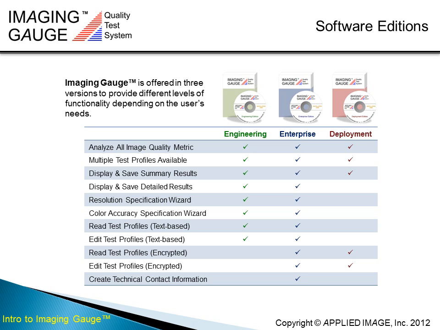They also include the resolution specification wizard and the color accuracy specification wizard. Both Engineering and Enterprise can also read and edit text profiles, but only the Enterprise version can read encrypted and edit encrypted profiles. The Deployment version reads encrypted test profiles, and the Enterprise version creates technical contact information that's used with the Deployment version.